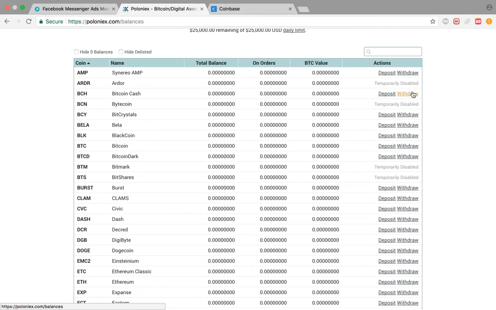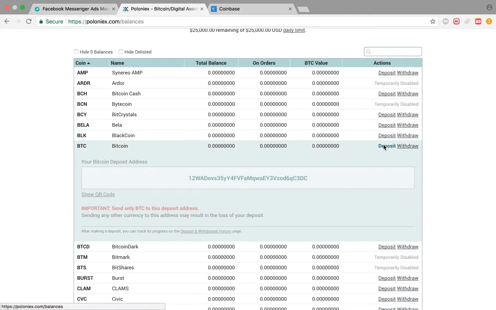So what we want to do right now is go down here to BTC, to Bitcoin, and click over here to the right on deposit. Now, when we click on deposit, we'll get this. This is our Bitcoin deposit address. We can use this address right here in order to transfer Bitcoin from Coinbase to Poloniex.